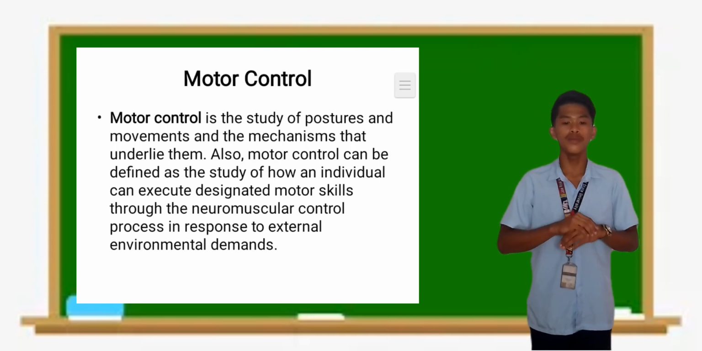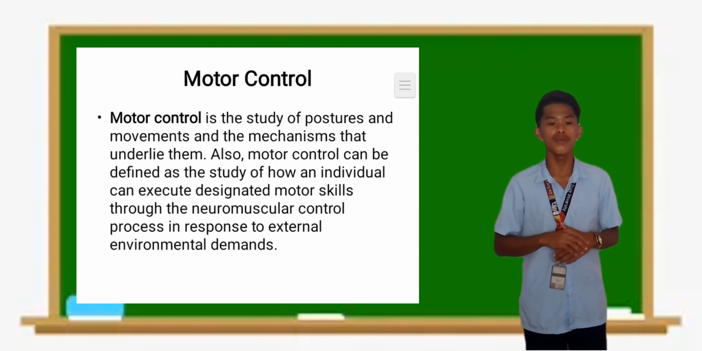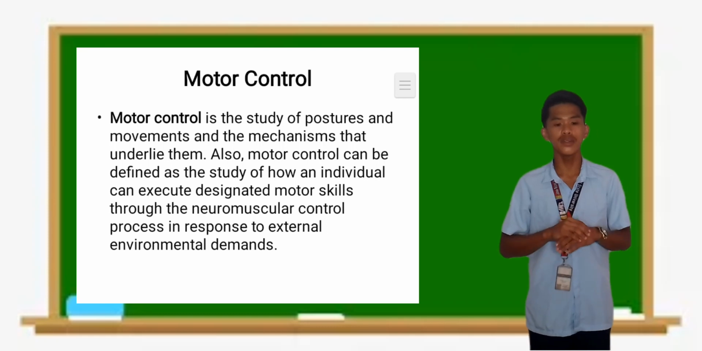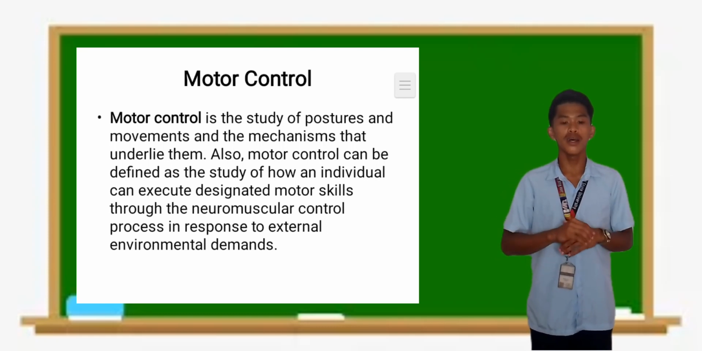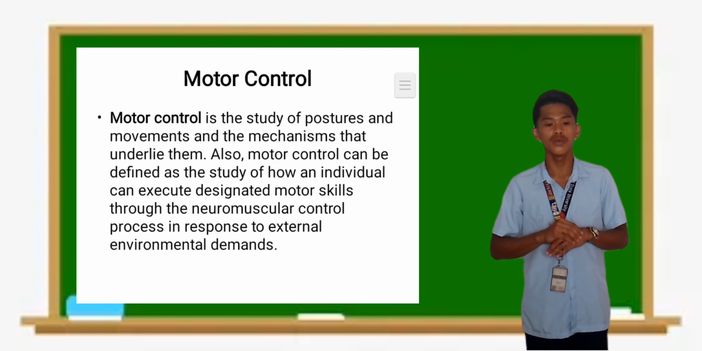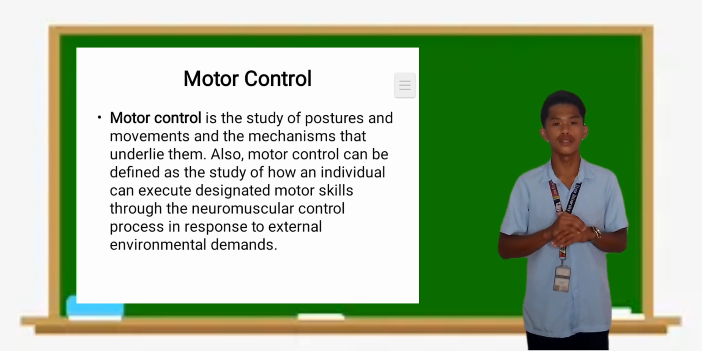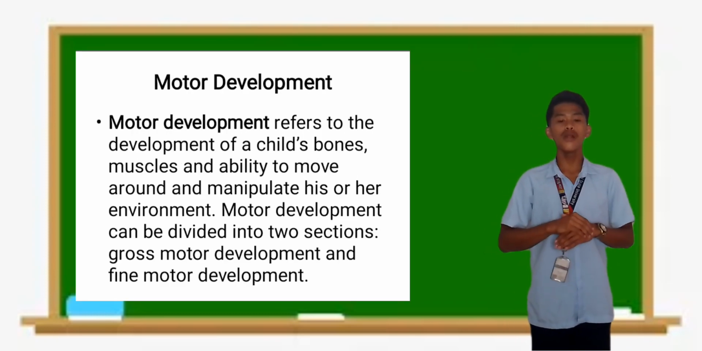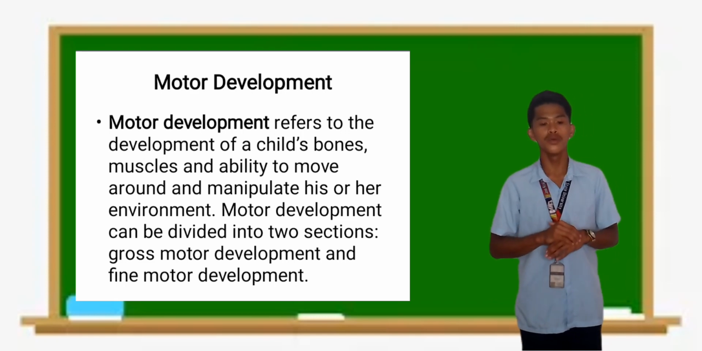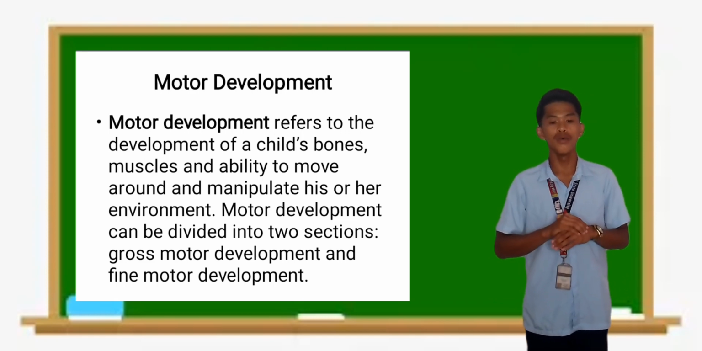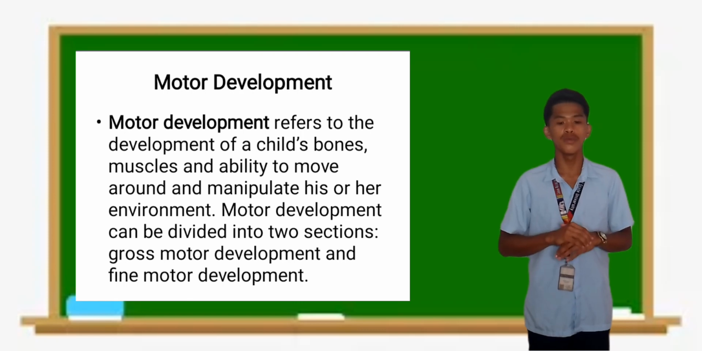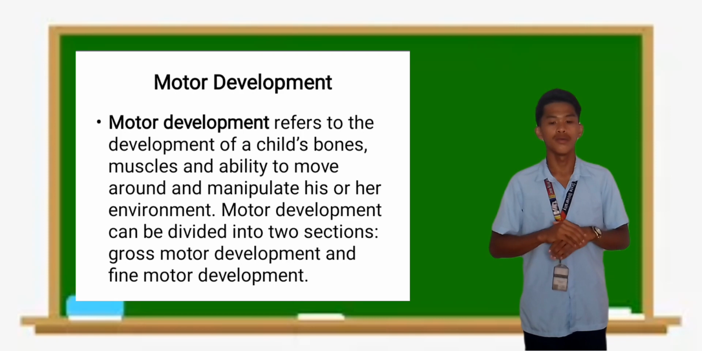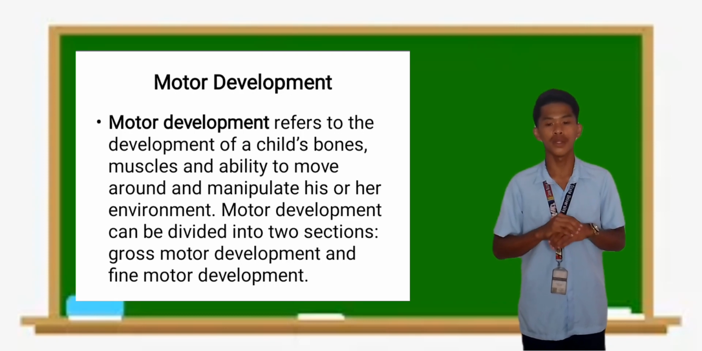Also, motor control can be defined as the study of how an individual can execute neuromuscular control processes in response to the external environment's demands. Motor development refers to the development of a child's bones, muscles, and abilities to move around and manipulate his or her environment. Motor development can be divided into 2 sections: gross motor development and fine motor development.